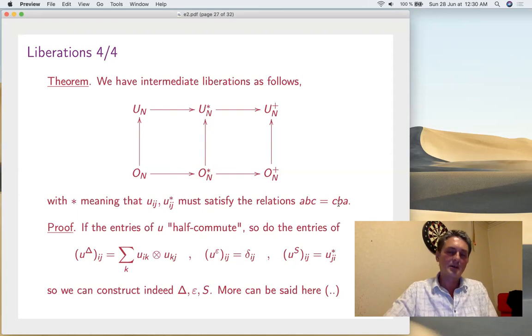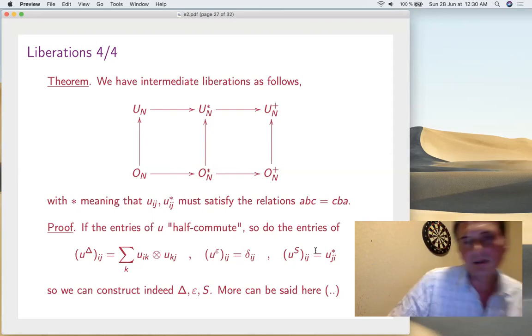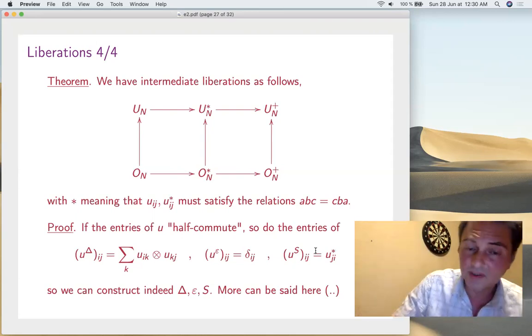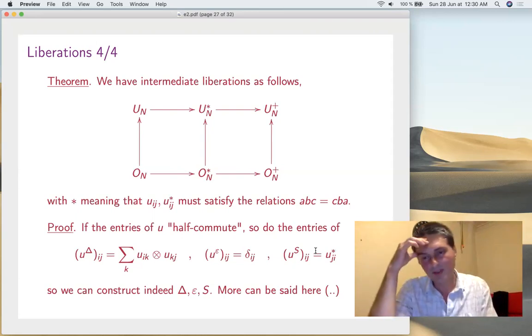So the half commutation, this is just clear. There's no need to compute. If the entries half commute, so do the entries of these guys here. So you have your delta epsilon s defactorized. So very good. More can be said here. What can be said more?